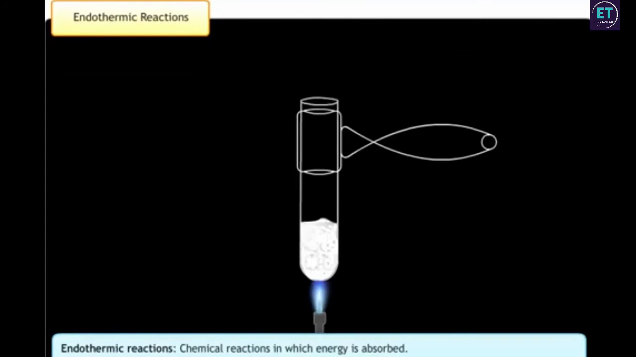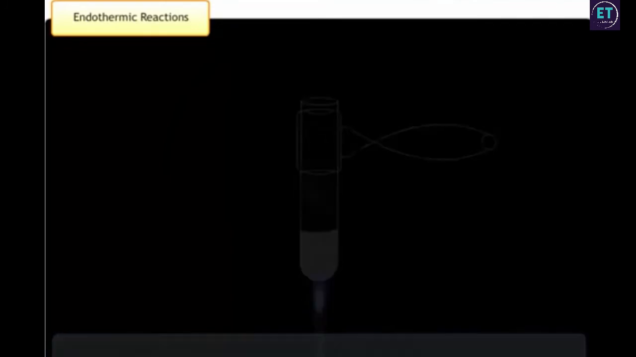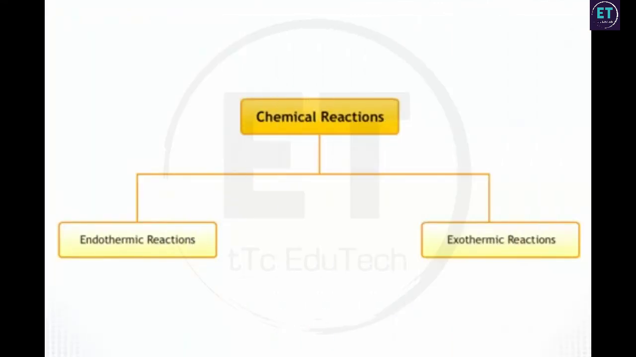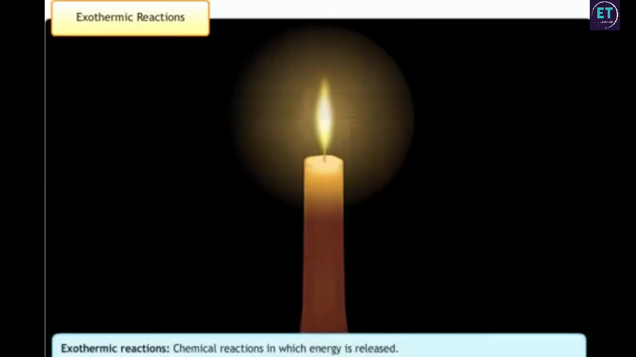Endothermic reactions are those chemical reactions in which energy is absorbed. The energy absorbed is often in the form of heat energy or electrical energy. For example, sending electrical energy through a sodium chloride solution can cause it to break into its constituents, sodium and chlorine. On the other hand, exothermic reactions are the chemical reactions in which energy is released.